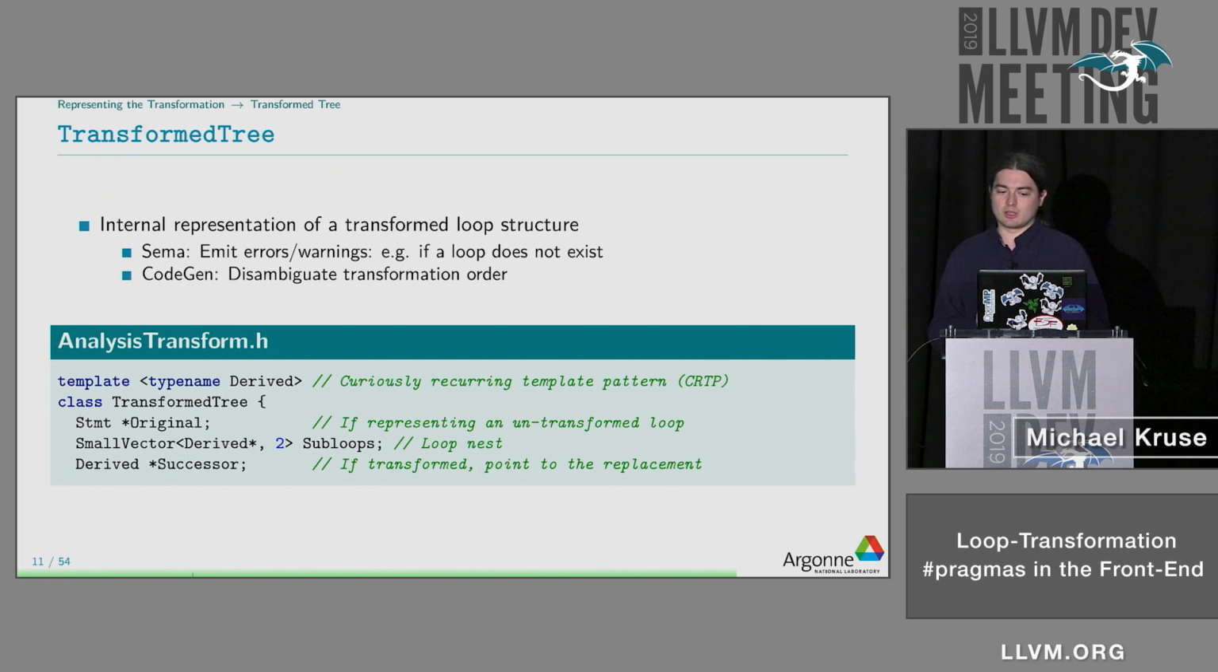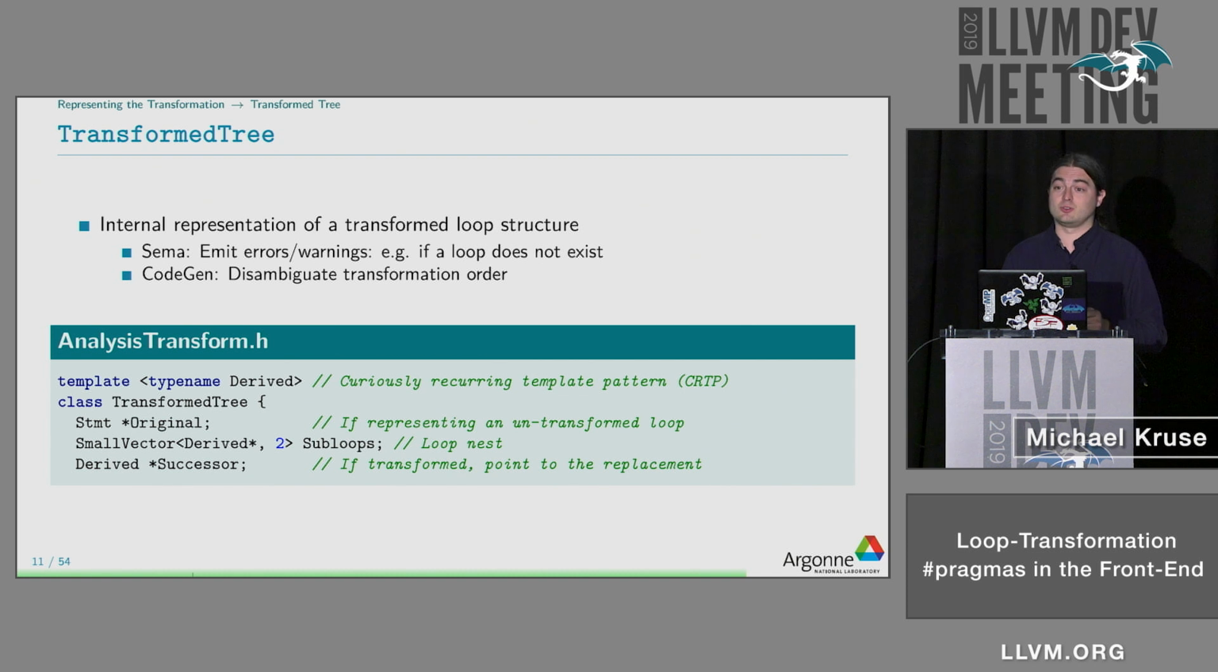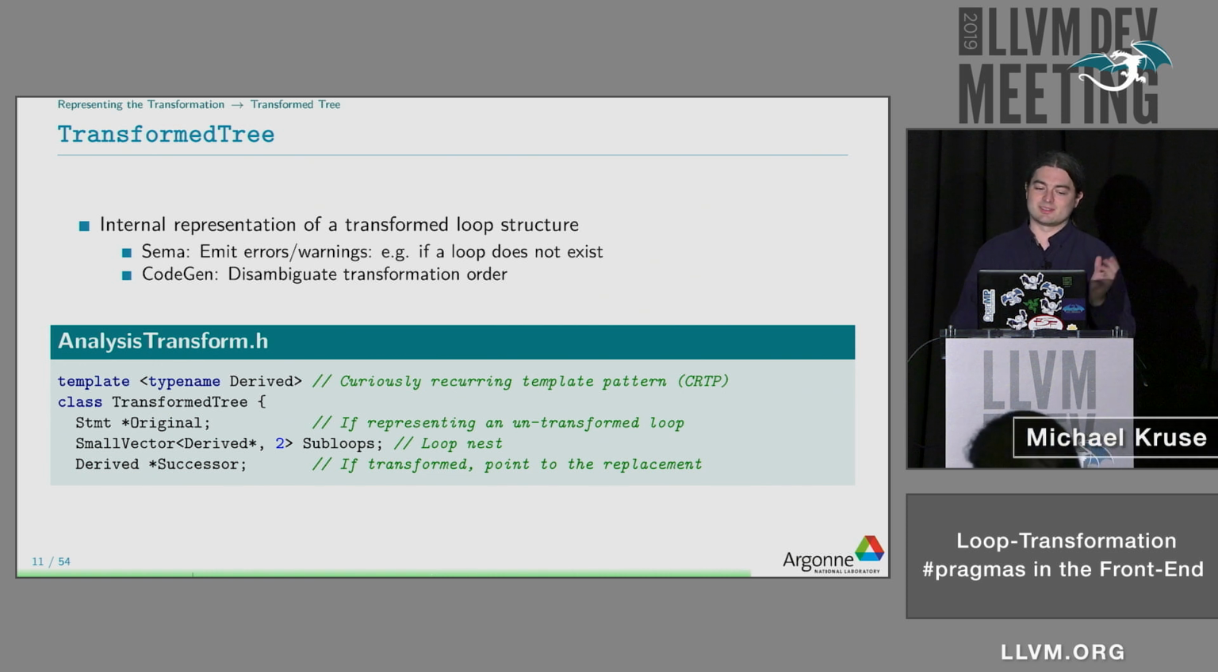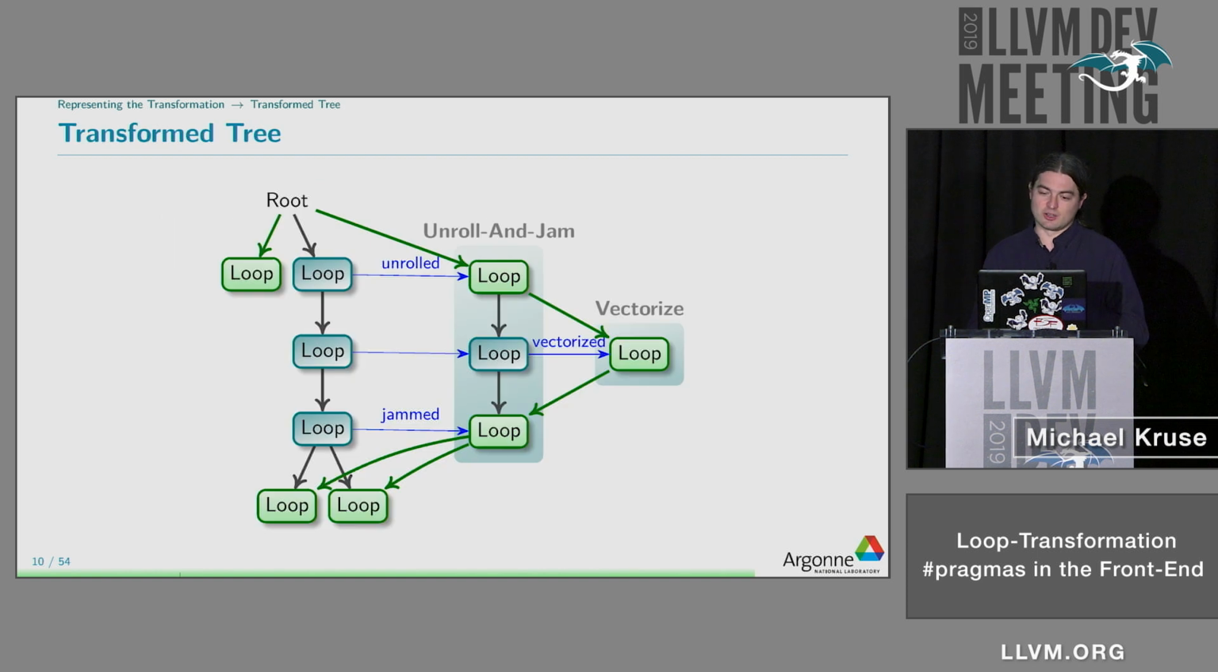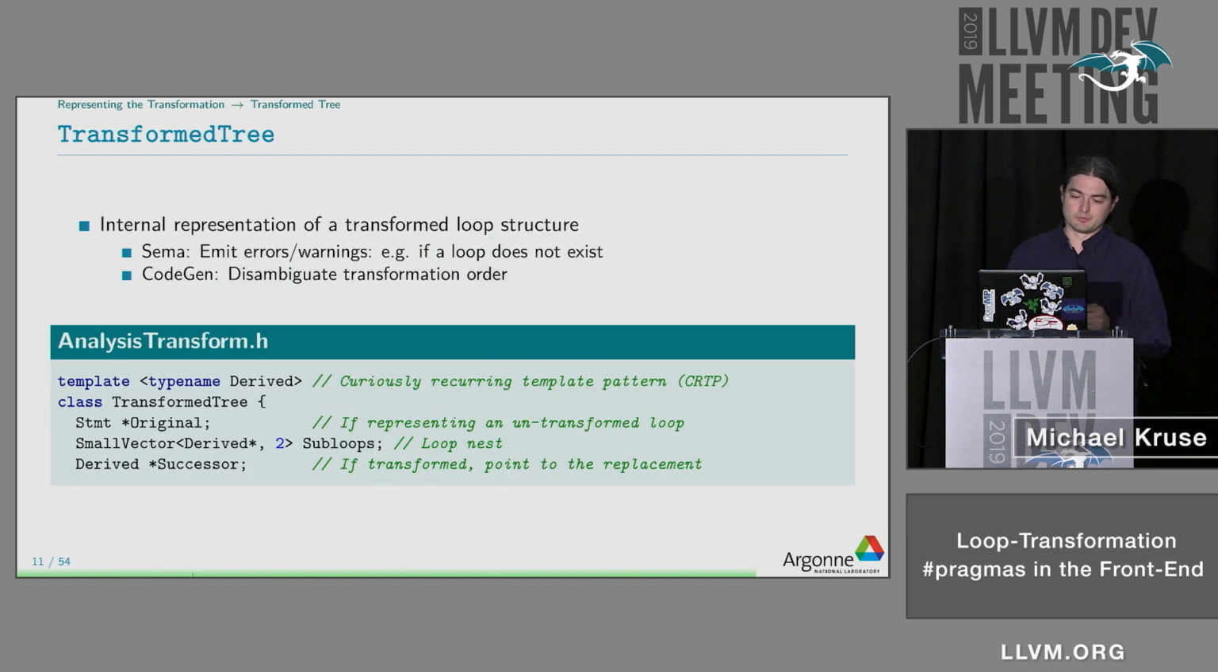So the structure in the patches looks like this. There's a class TransformTree, which uses the curiously recurring template pattern, which I'm not going to explain here. Just assume it works, but it's used twice, once in the code generation and once in the semantic analyzer, and both can therefore use this analysis about the order of the transformation. If we point first to the original AST node, this is a for statement, for instance, it has the list of subloops, and also the successor, as shown in this diagram.